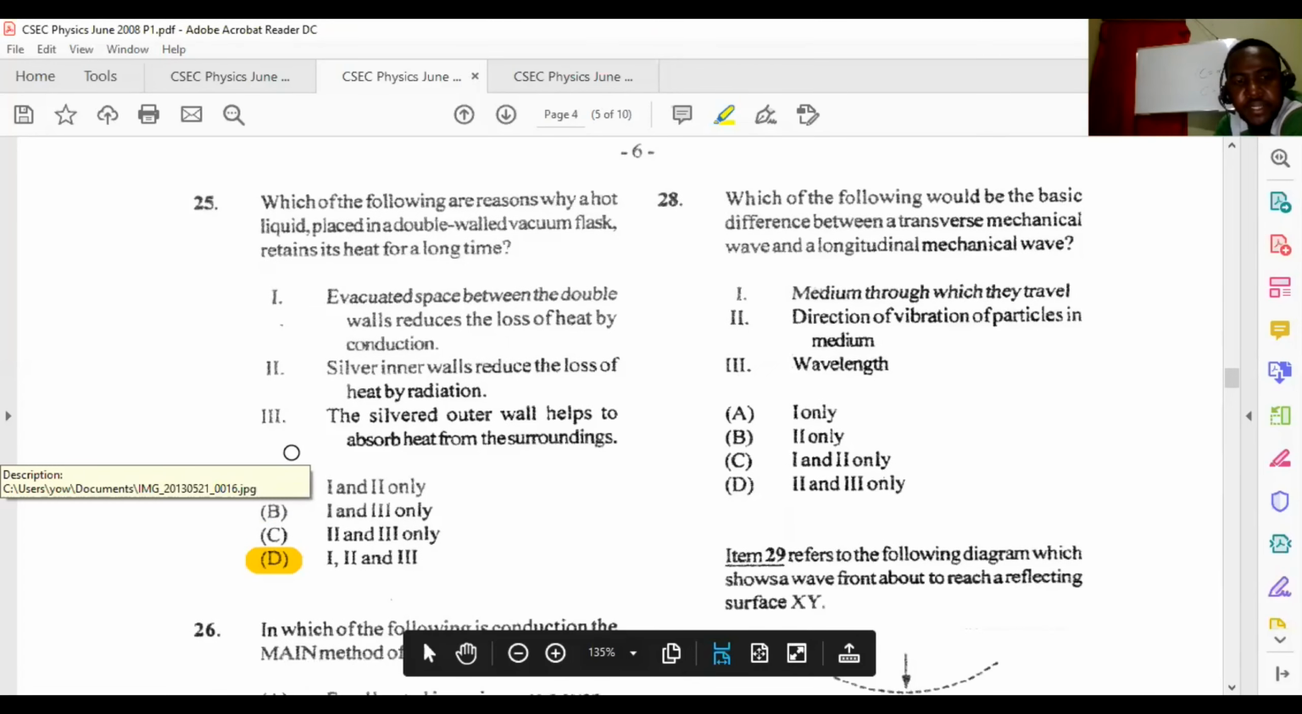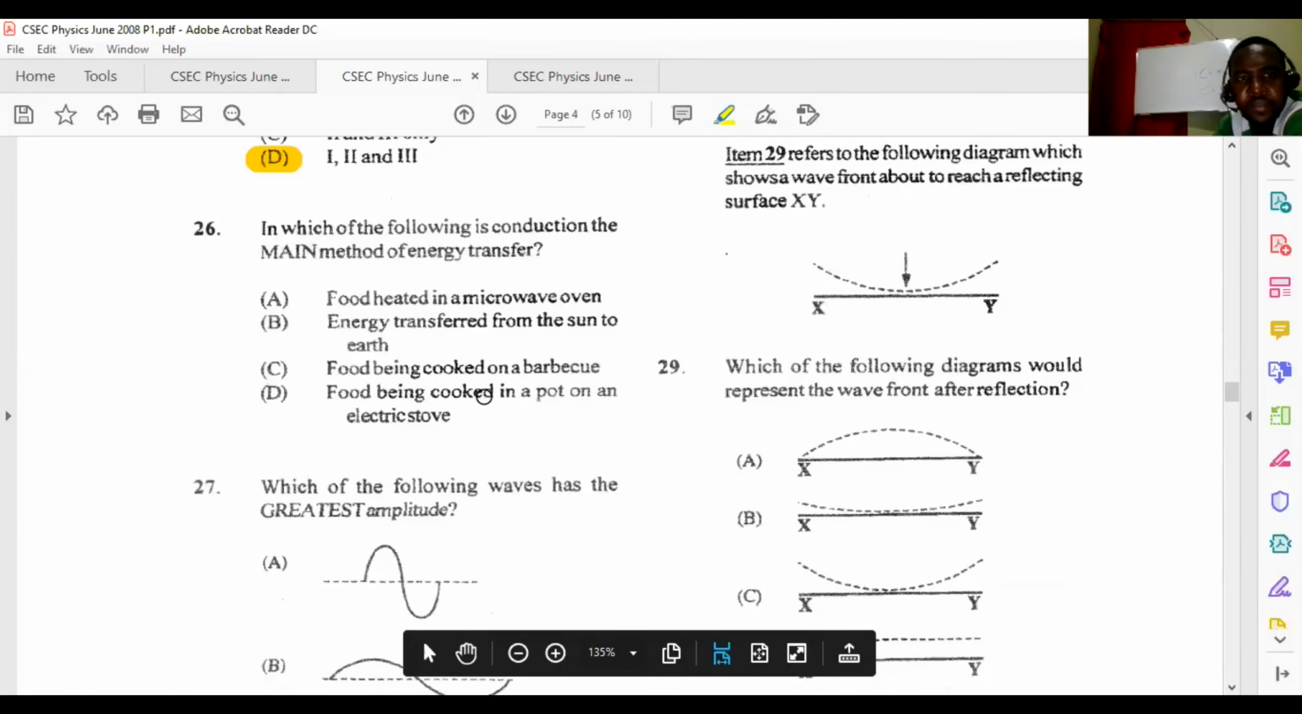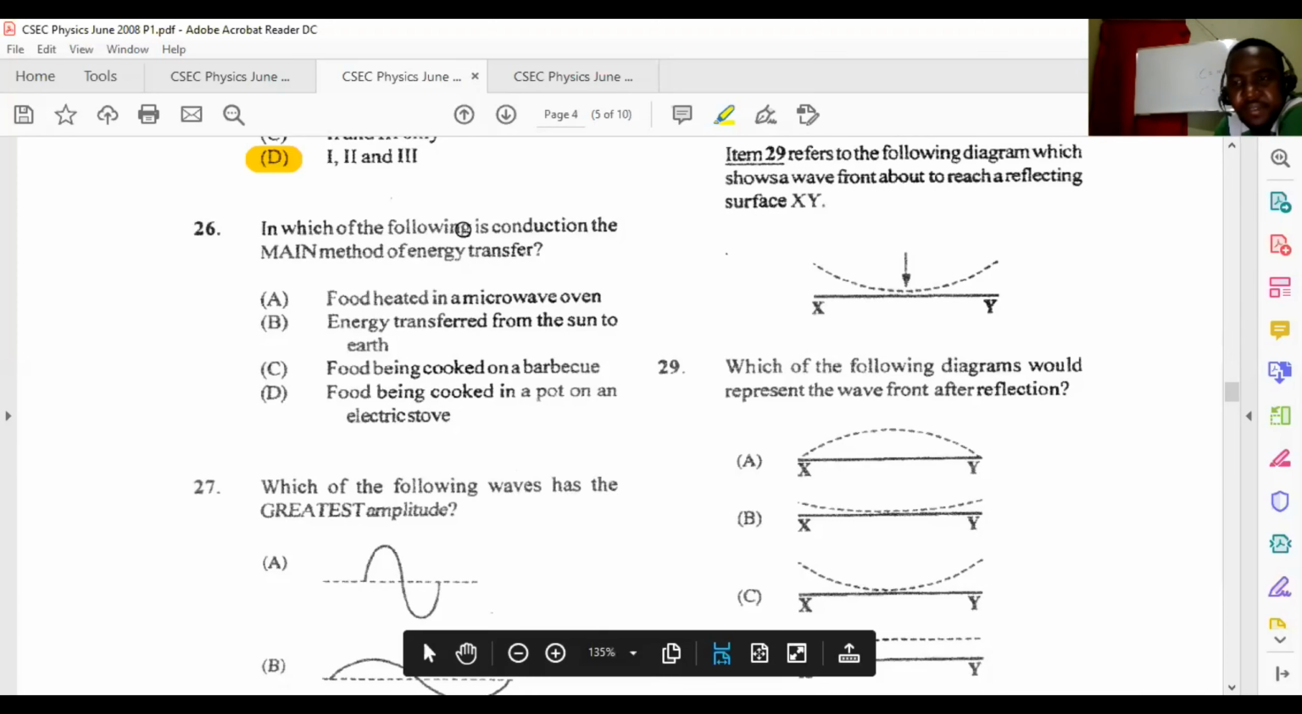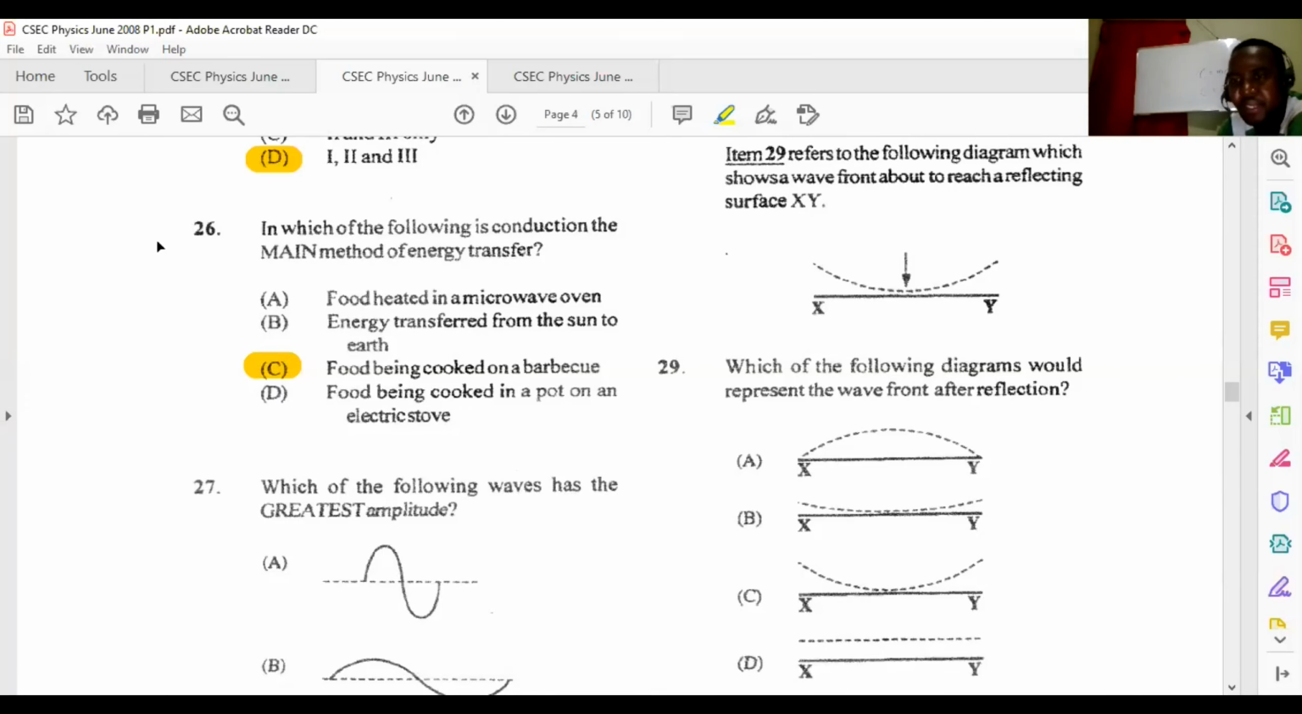All right, 26. In which of the following is conduction the main method of energy transfer? Food heated in a microwave oven, energy transferred from sun to earth, food being cooked on a barbecue, food being cooked in a pot on an electric stove. So which one? C? Yes, that's correct. Because the food is touching your barbecue grill, so that is conduction mainly.